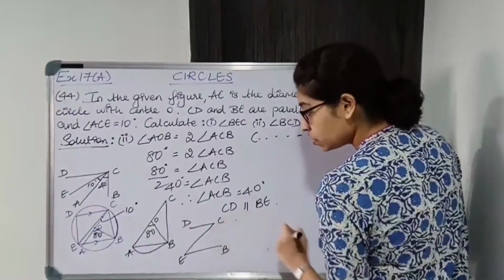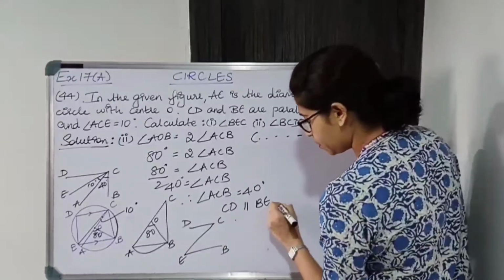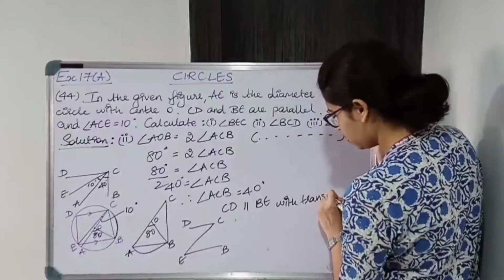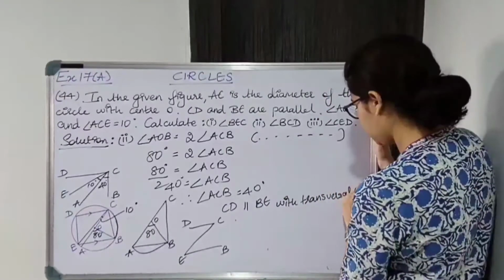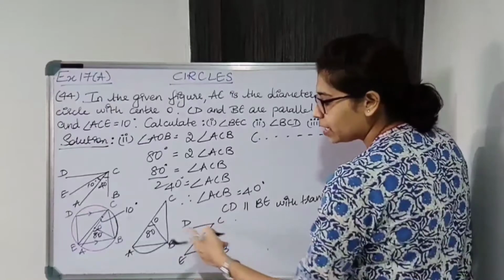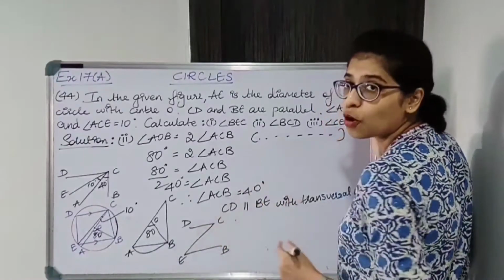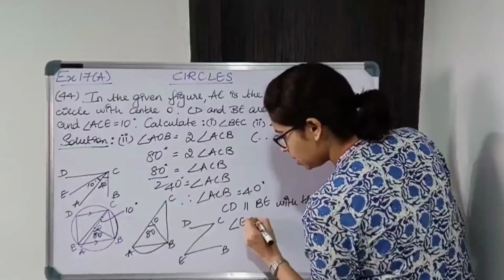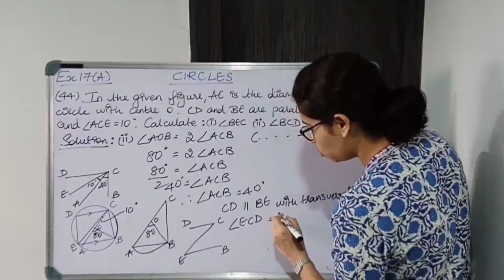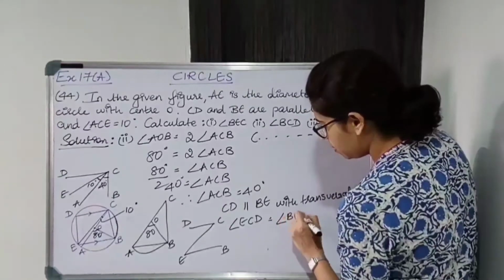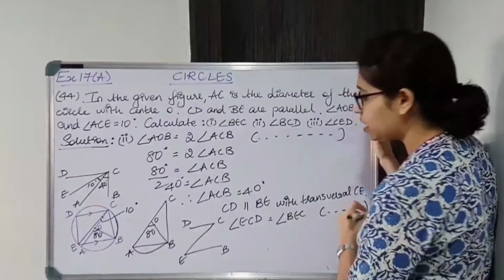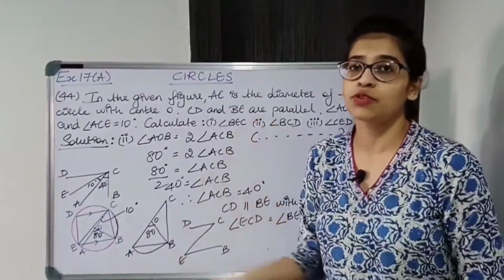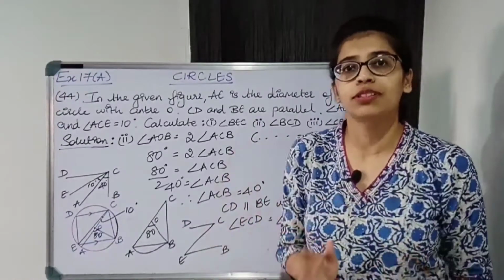Now with the transversal CE. Now angle ECD and BEC are forming alternate angles. So angle ECD is equal to angle BEC. Write down the reason, alternate angles. Okay, you have to give reason for this step, students, whenever you're using the property or the theorem.